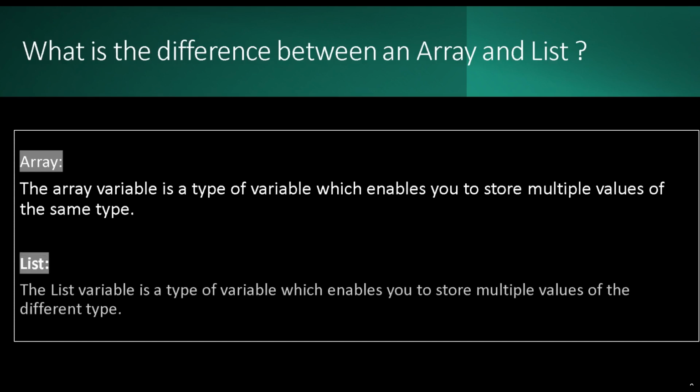What about a list? The list variable is a type of variable which enables you to store multiple values of different types. So if you're creating a list variable, you can include string, integer, or different kinds of data types inside a list variable. Okay, so let's go to the next question.